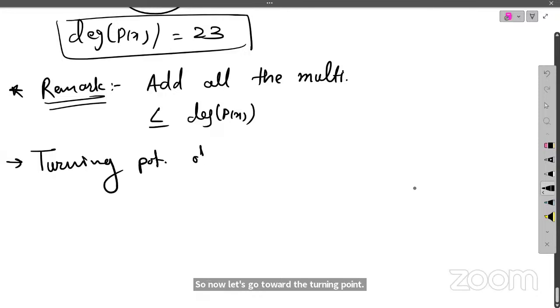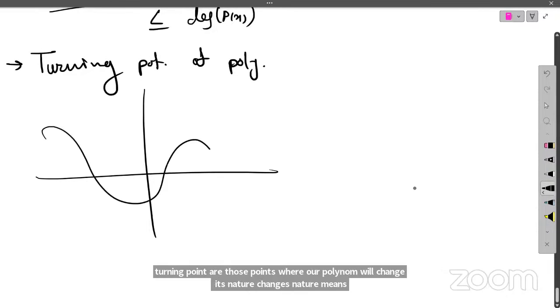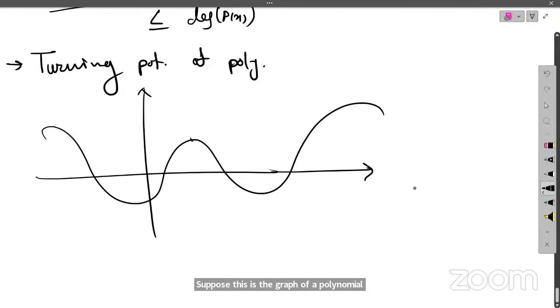Turning points of polynomials. Turning points are those points where our polynomial changes its nature. Change its nature means, suppose this is the graph of a polynomial. Over this point, what is happening? Before this point, the polynomial is increasing, right? And after this point, the polynomial is decreasing. So such kinds of points are known as turning points.